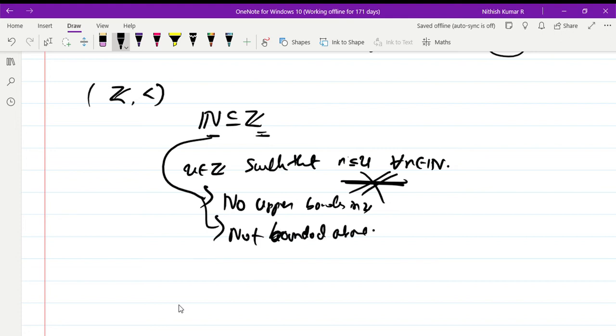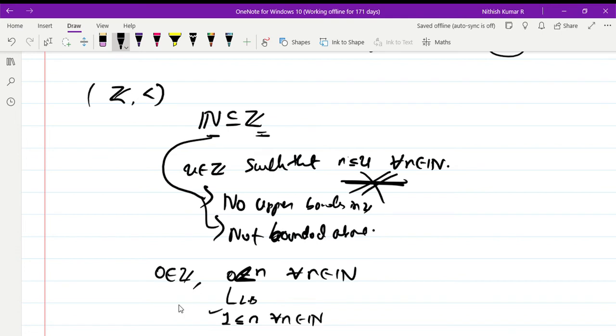What about lower bounds? Clearly 0 belongs to Z and 0 is less than or equal to n for all n belongs to N. Moreover, 0 is clearly less than n for all n belongs to N. Therefore 0 is a lower bound. What about 1? Yes, 1 is also less than or equal to n for all n belongs to N. Therefore 1 is also a lower bound.